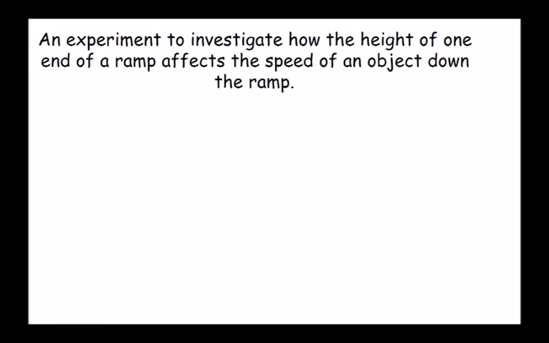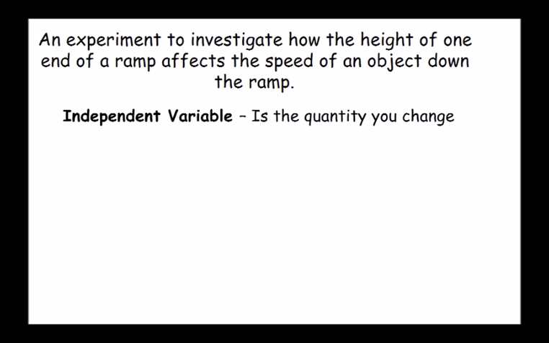Okay, we're going to look at this important experiment, which is to see how the height of a ramp affects the average speed of an object down that ramp. Before we even think about writing methods or apparatus or what will happen in this experiment, we should always think about our variables. The first variable we look at is the independent variable, which is the thing we're going to change. We're going to set it to certain values and see what effect that has on the experiment. In this case, the thing that we're going to change is the height of the ramp.